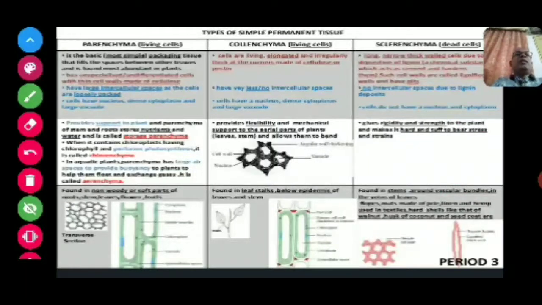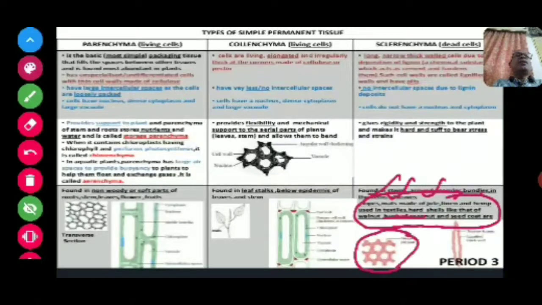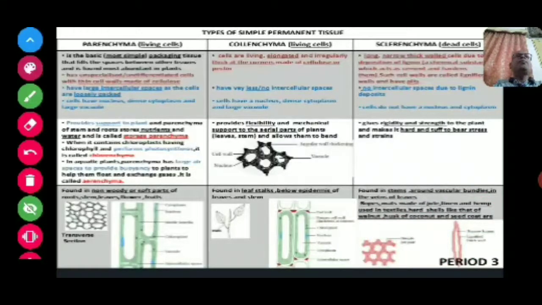Okay, and then as all of you know, ropes, mats, jute, linen, and hemp are used in textiles. So all these materials are formed due to the presence of sclerenchymatous tissue, and they are the further amplification of the sclerenchymatous tissue. And next point is about the recap.